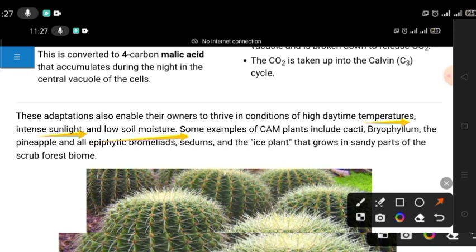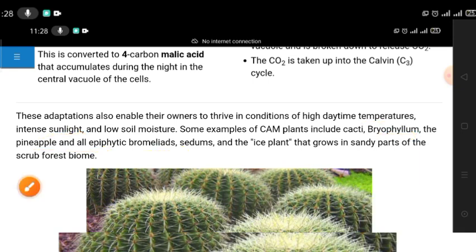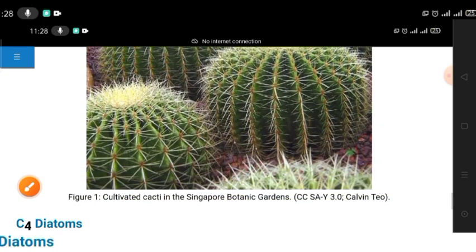Although we know that C4 plants normally also tolerate high temperature, high sunlight intensity and low soil moisture, CAM plants are more efficient than normal C4 plants like maize. Some examples of CAM plants include cacti, bryophyllum, the pineapple, the epiphytic bromeliads, sedum, and the ice plant that grow in sandy parts of the scrub forest biome. These are all examples of CAM plants.